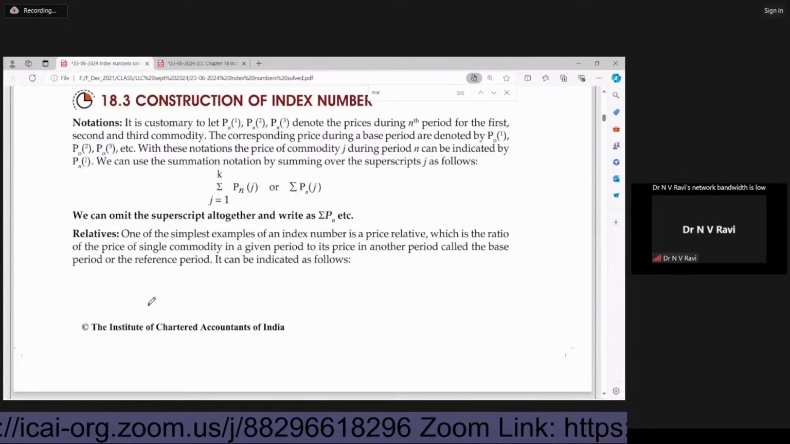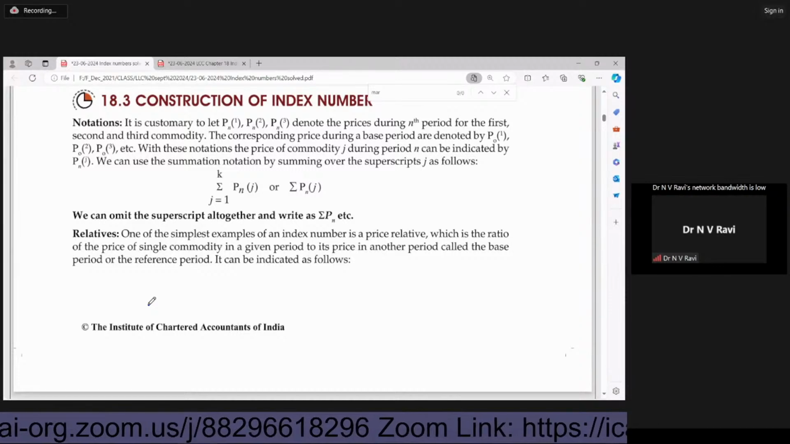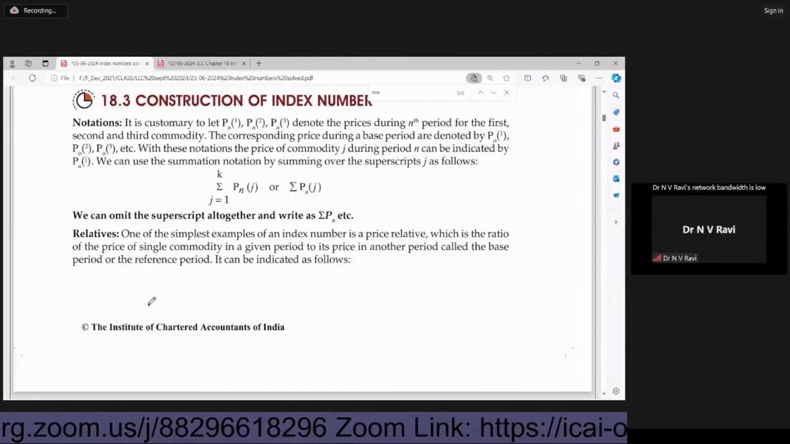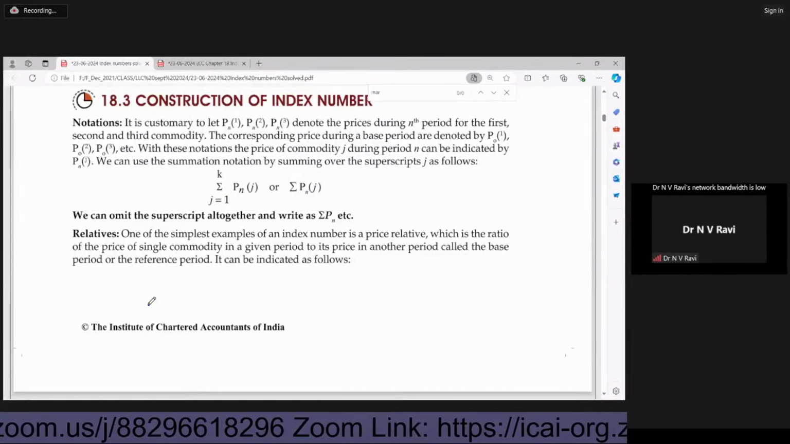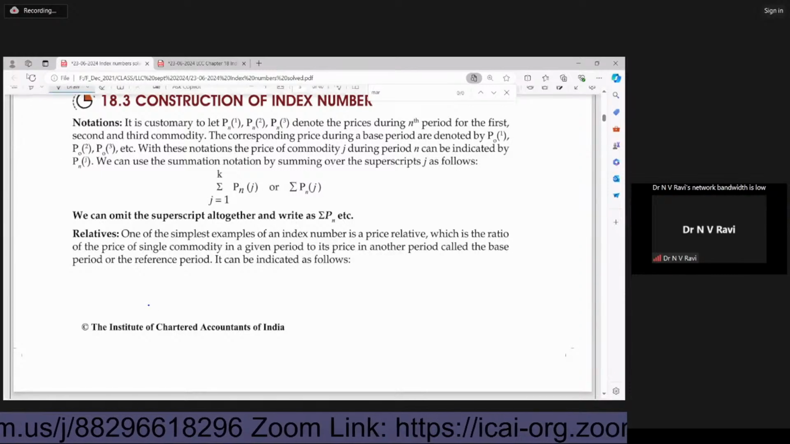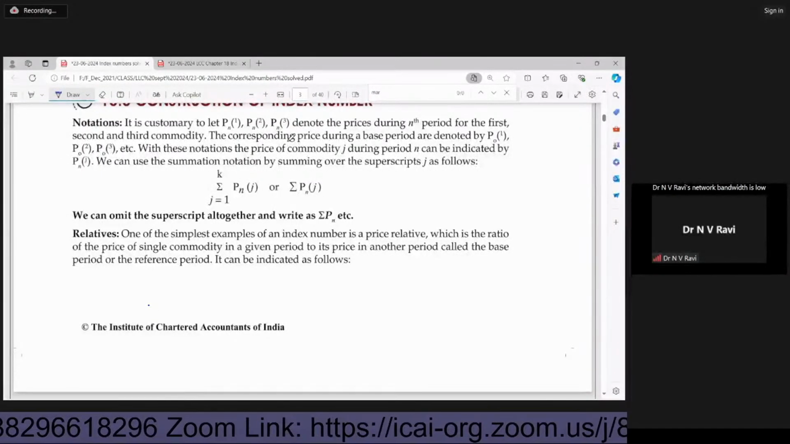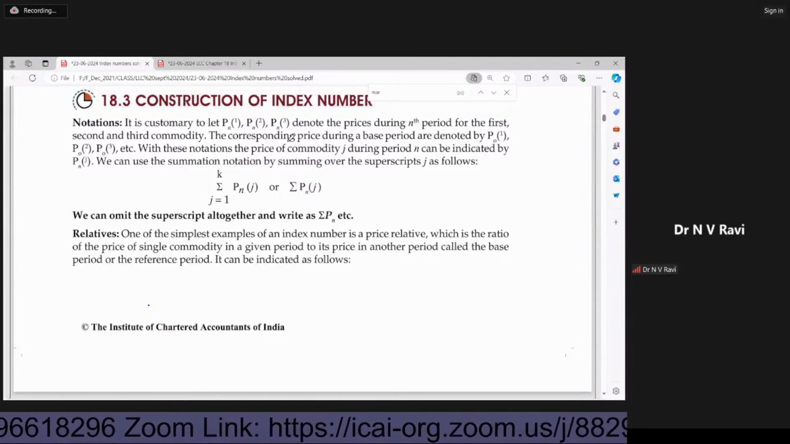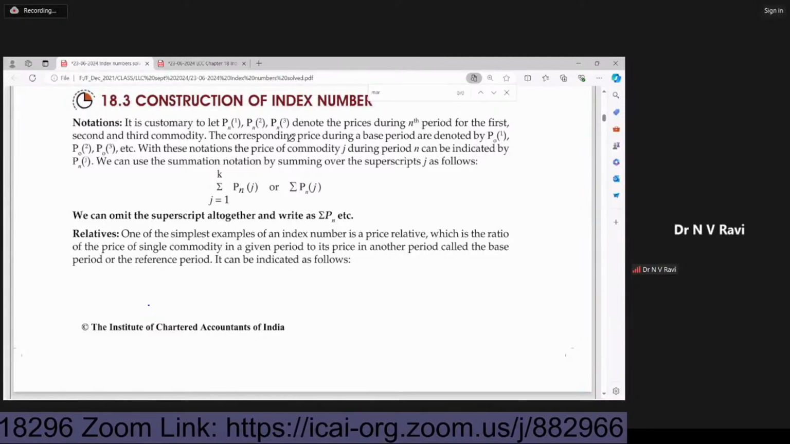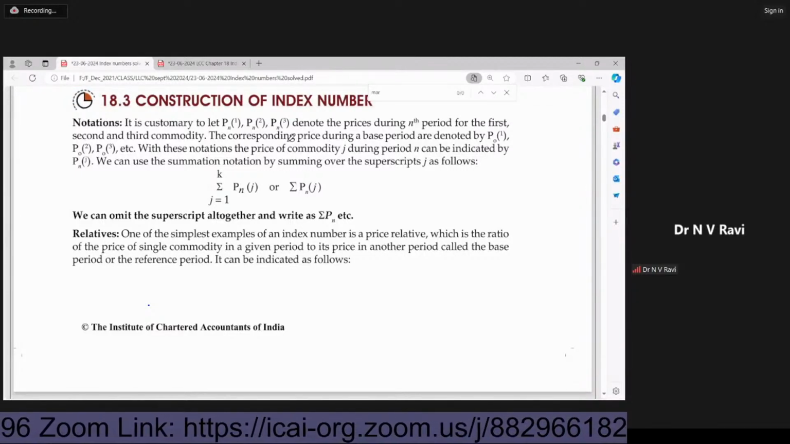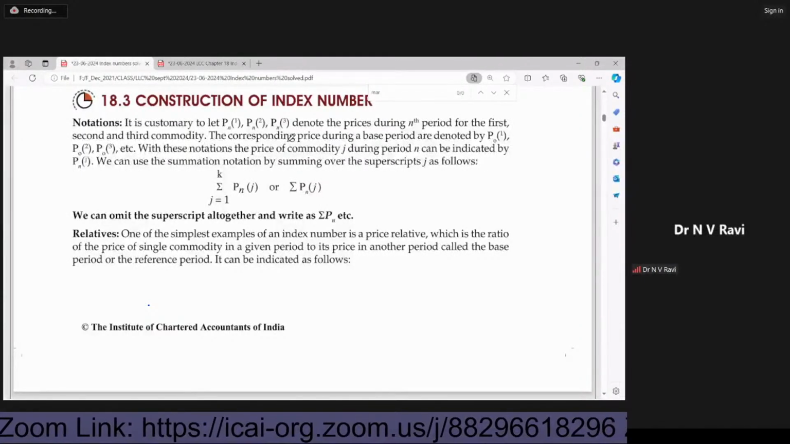And what about your revision level? Did you revise the entire paper very well, the entire subject? Sir, not entire. I am a non-math student, so some chapters I am not able to do.